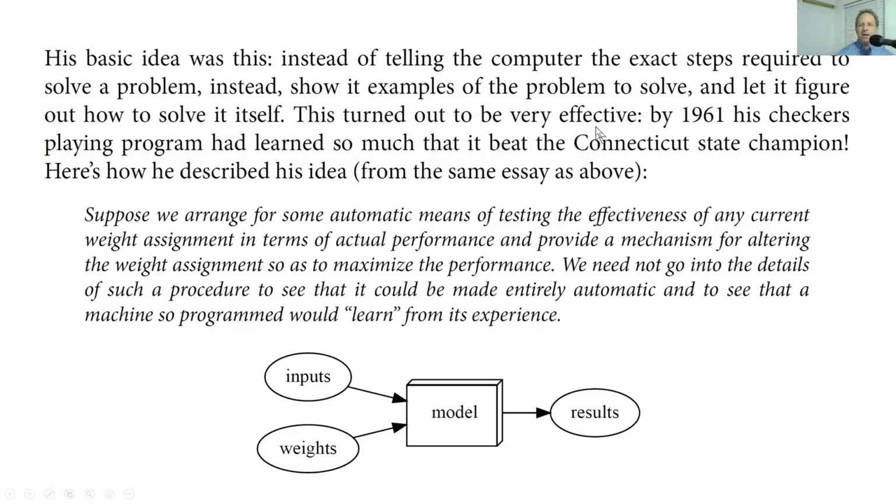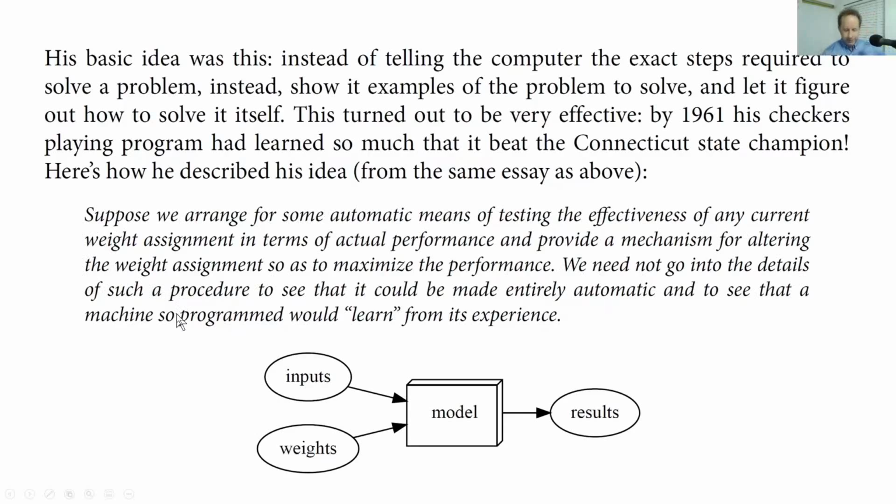And so by 1961, he had built a checkers program that had beaten the Connecticut state champion, not by telling it the steps to take to play checkers, but instead by doing this: arrange for an automatic means of testing the effectiveness of a weight assignment in terms of actual performance, and a mechanism for altering the weight assignment so as to maximize performance. This sentence is the key thing, and it's a pretty tricky sentence, so we can spend some time on it.